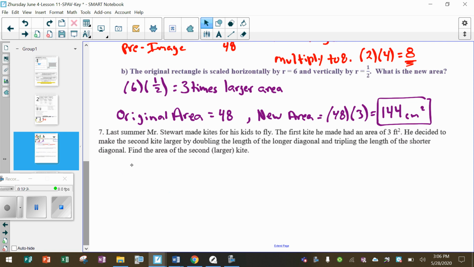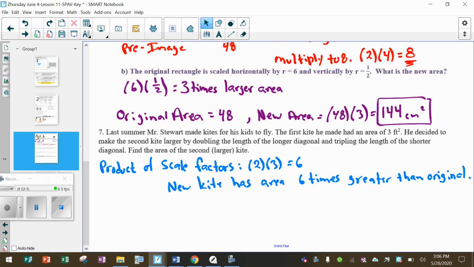So let's figure out the area of the new kite. Well, the original kite we know had an area of 3. The product of the two scale factors, doubling in one direction, tripling in the other direction, means that the new kite has an area 6 times greater than the original. So the new kite had an area of 18 square feet.